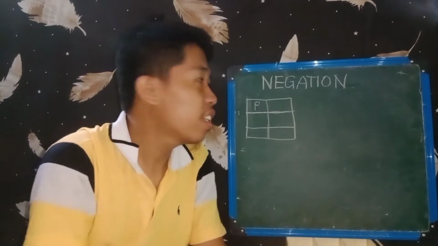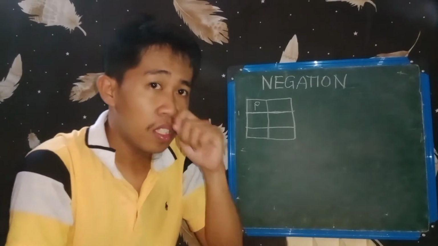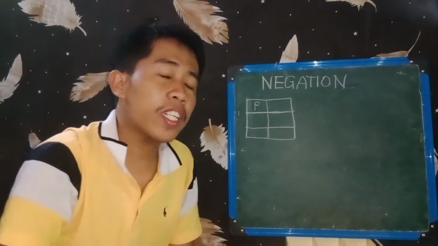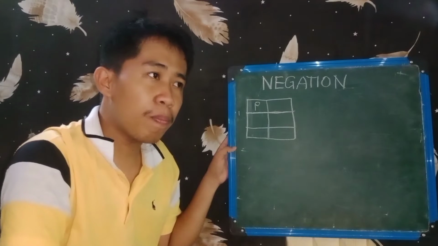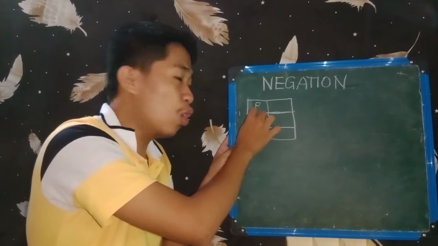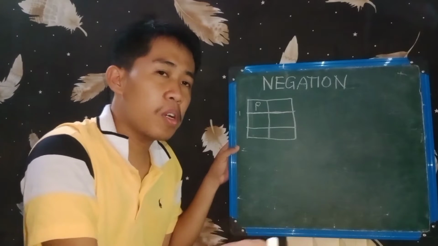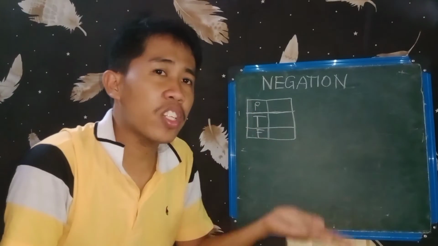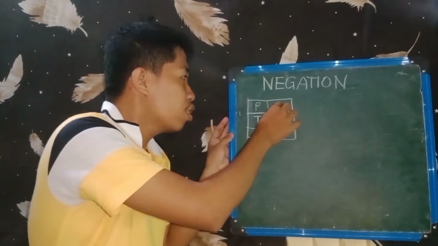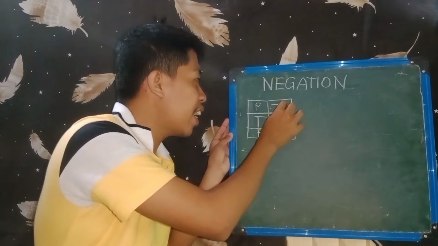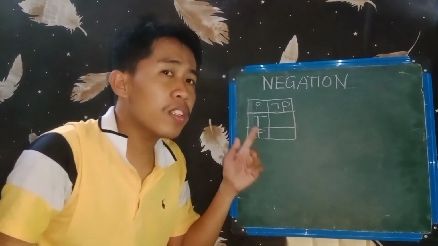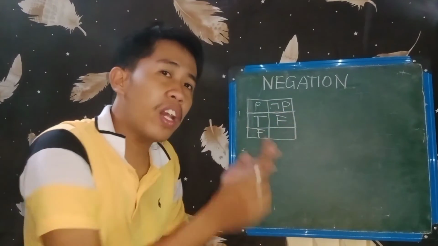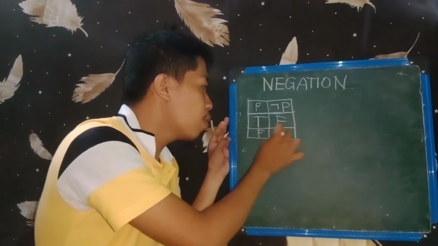As a continuation, we will discuss negation. How do we negate a certain statement? Say for example, we have a statement P. The given statement is a proposition, so there are two possible truth values of it. It may be true, it may be false. In its negation, the negation of P, the true proposition becomes false, and the false proposition becomes true.